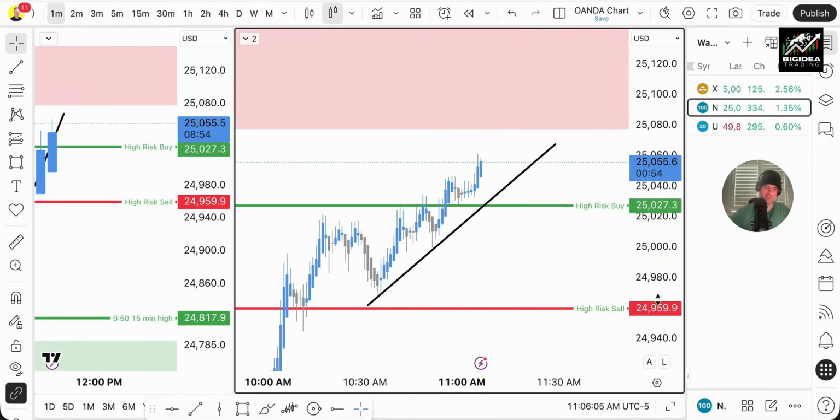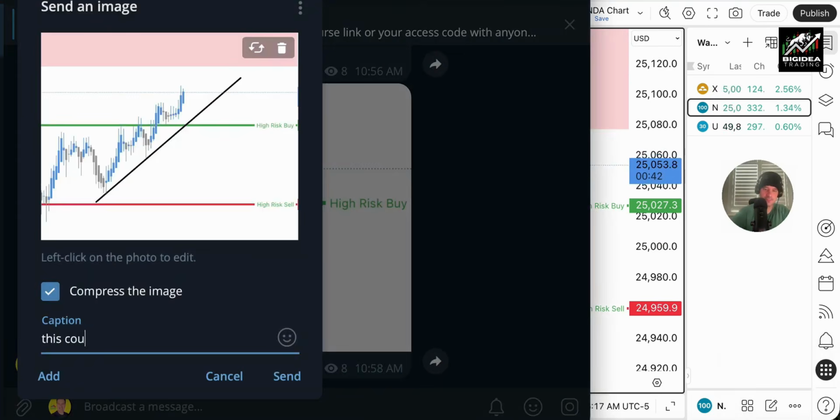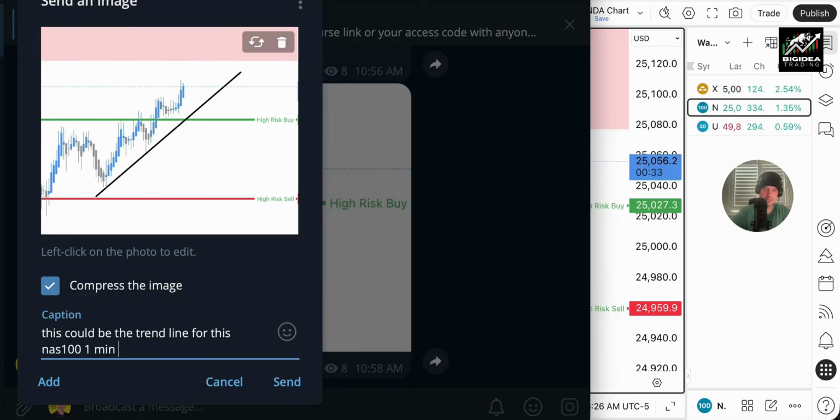But we will put this in the group. Could be the trend line for this NAS 100 1 minute chart trade.